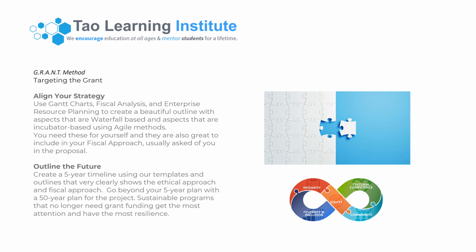Go beyond your 5-year plan with a 50-year plan for the project. Sustainable programs that no longer need grant funding get the most attention and have the most resilience. So make sure that you're not relying 100% on that grant money to continue this program. It should be self-sufficient by the end of the entire program.